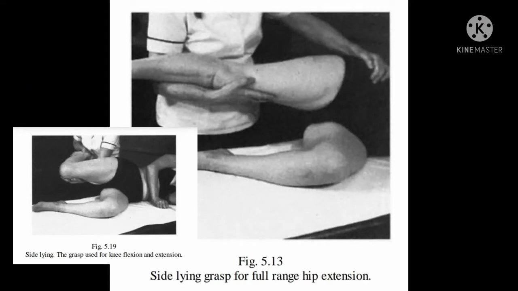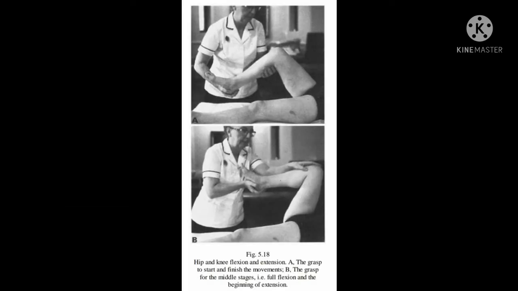Hello everyone, in this video we are going to talk about how to perform passive movement of the lower limb. Patient position is side lying with the lowermost limb flexed. Therapist position, standing back to the patient. Holding and procedure: one hand of the therapist grasps the knee joint and the other hand stabilizes the pelvis and performs extension movement of the hip.